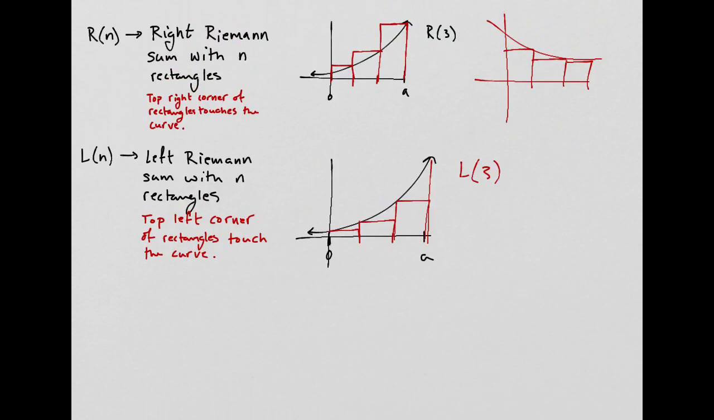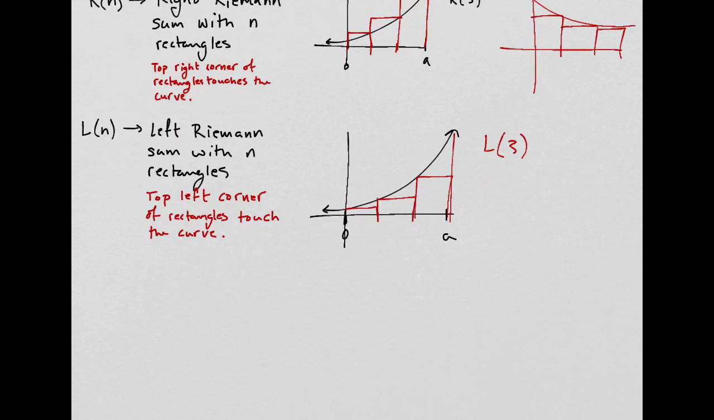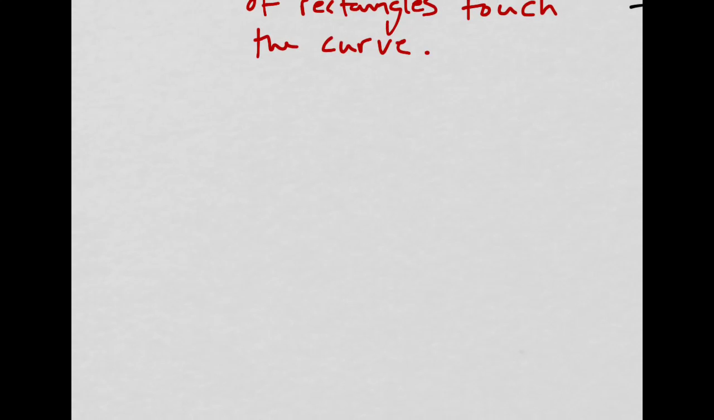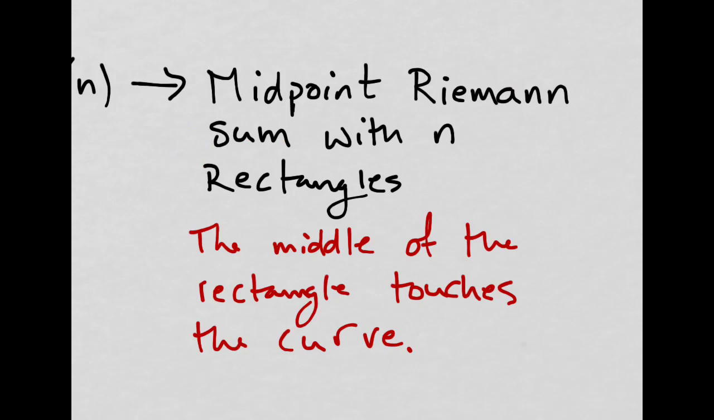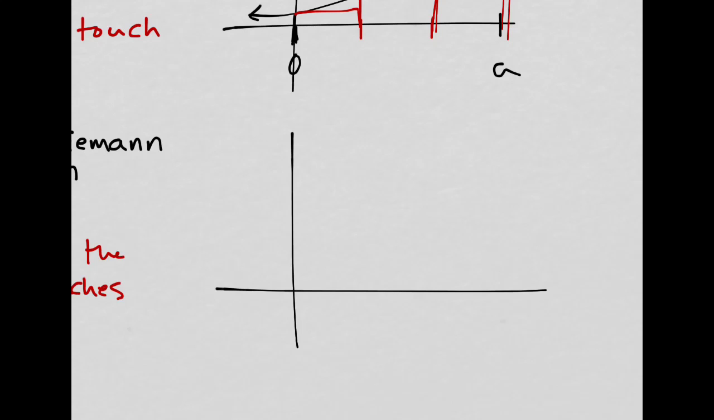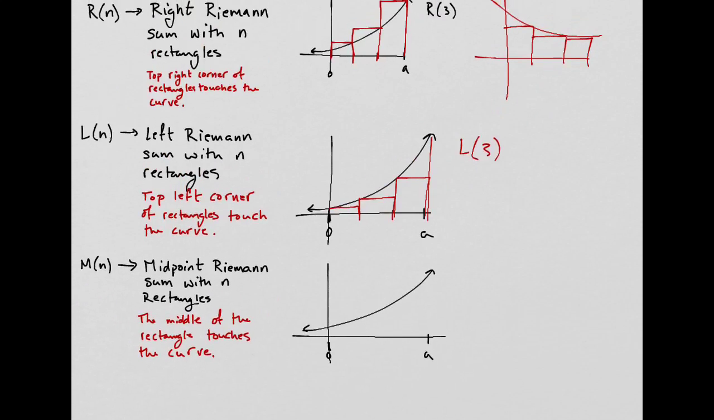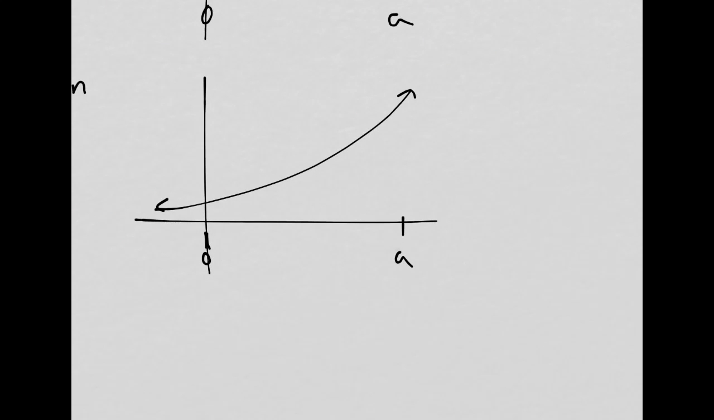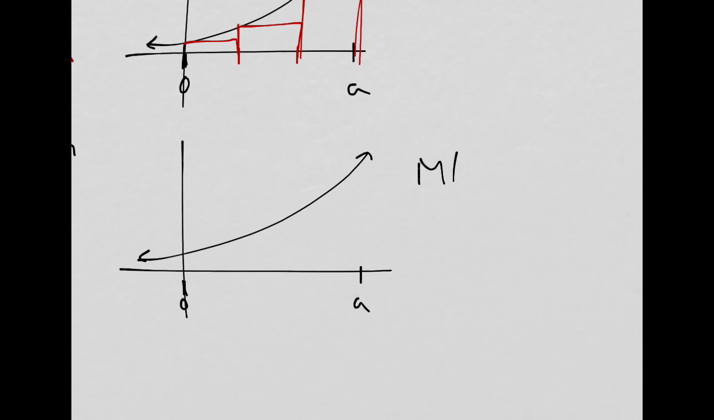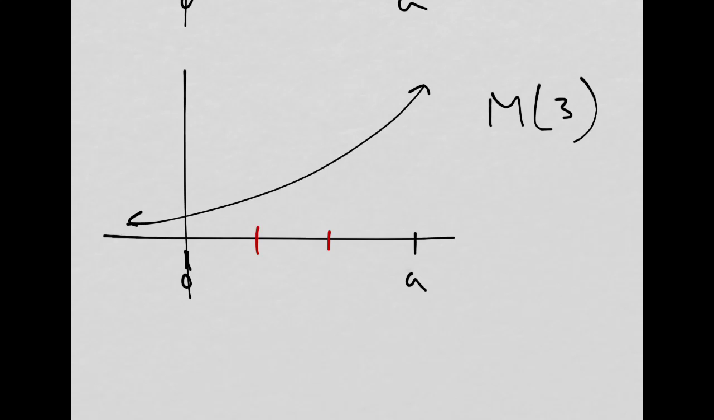All right, and then the next basic Riemann sum is the midpoint rule. So midpoint Riemann sum, well, I mean, we take a guess. It's just the middle of each rectangle touches the curve. So if I draw the same curve that I had before from 0 to A, again, those will be specified in each one of your problems. From 0 to A, if I'm doing M3, I'm going to split it into 3 divisions. They don't always have to be equal.